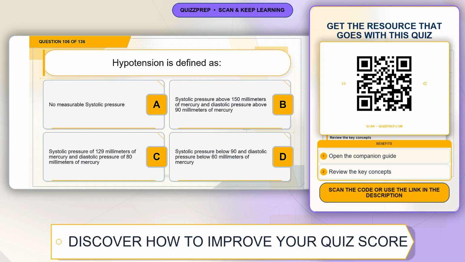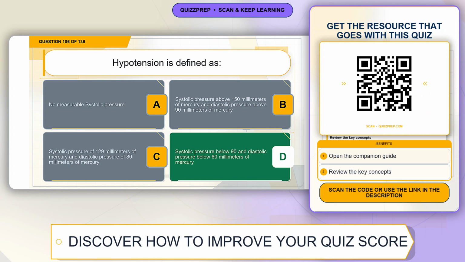Question 106. Hypotension is defined as: Option A, no measurable systolic pressure. Option B, systolic pressure above 150 mm of mercury and diastolic pressure above 90 mm of mercury. Option C, systolic pressure of 129 mm of mercury and diastolic pressure of 80 mm of mercury. Option D, systolic pressure below 90 and diastolic pressure below 60 mm of mercury.